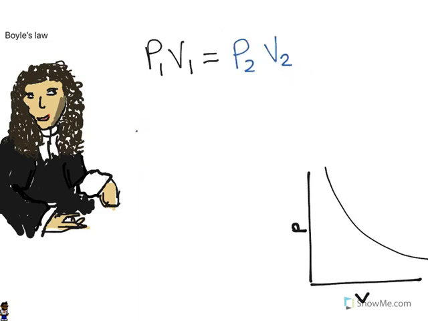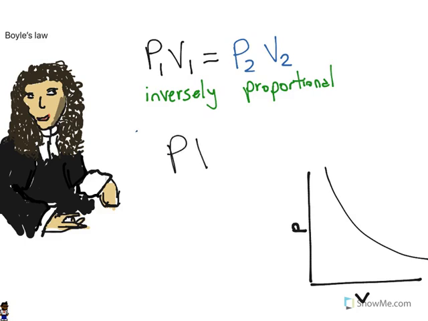So how does this equation work? When your temperature and number of moles are held constant, pressure and volume are inversely proportional. What that means is if you have an initial pressure and initial volume, and let's say you increase the volume. If you were to increase the volume, the pressure would decrease, and it would do it proportionally. So what that means is if you double the volume, then the pressure decreases by a factor of 2.